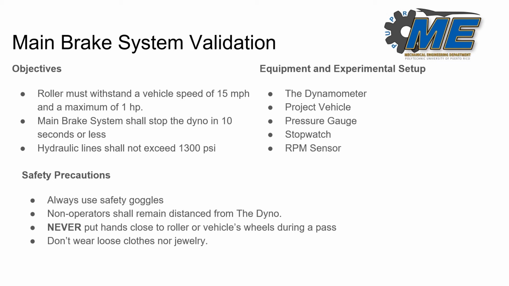Equipment and experimental setup. We're going to need the dynamometer. We're going to need a project vehicle. We're going to need a pressure gauge, a stopwatch, and an RPM sensor. For safety precautions, we're going to have to use safety goggles, and the non-operators, the people who are just standing by, like the person that's going to be recording, have to be distant from the dyno. We never want to put our hands close to the roller or the vehicle wheels during a pass, and we do not want to wear loose clothes or jewelry that might get stuck on the dyno itself.